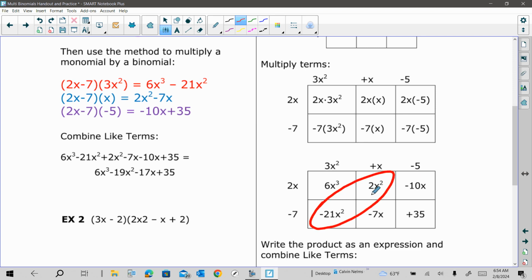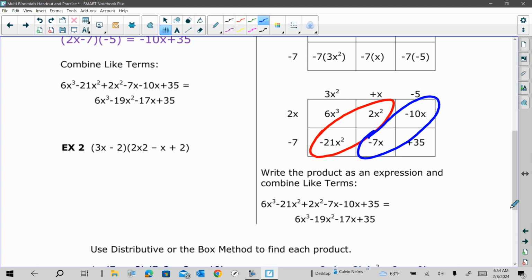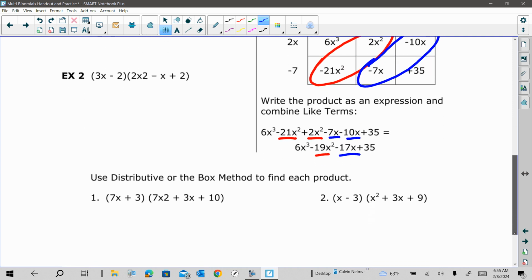This would be a like term because they both have x squares here. And then this is also a set of like terms because they both have x's. And then they combine those like terms. If you see, this negative 21x squared and that 2x squared gets simplified to just minus 19x squared. And then when I do the -7 and the -10, that's a -17x. So you just got to remember to combine your like terms.